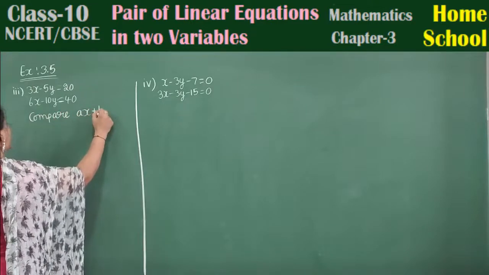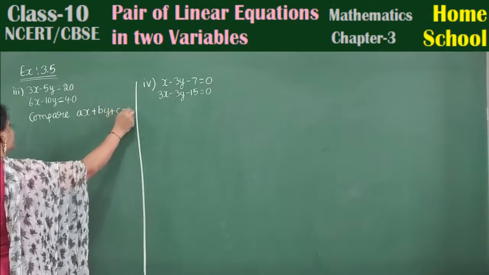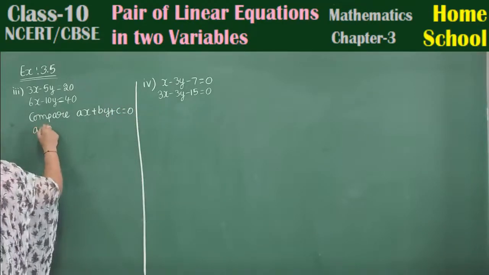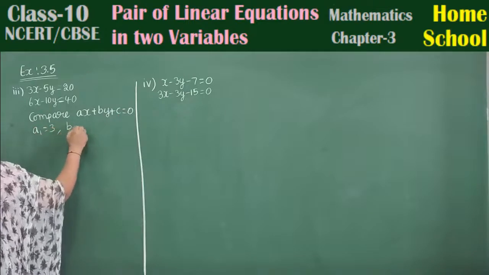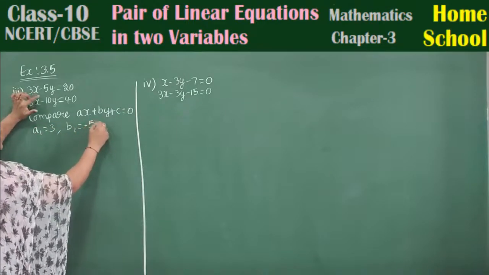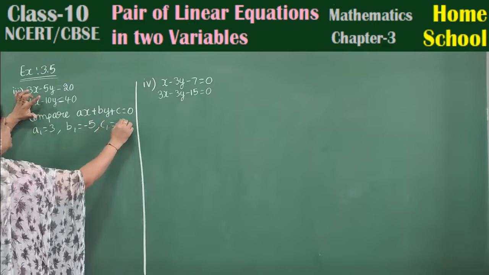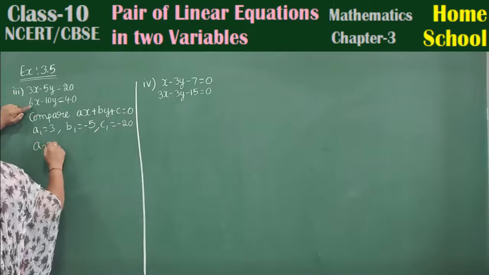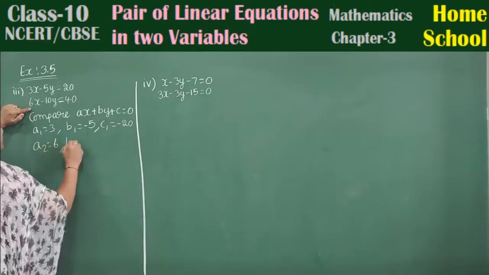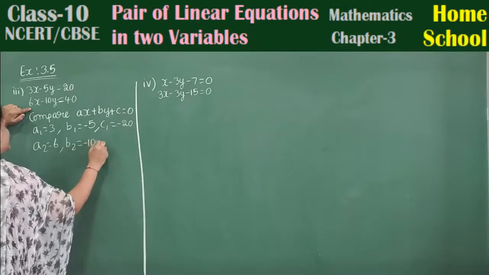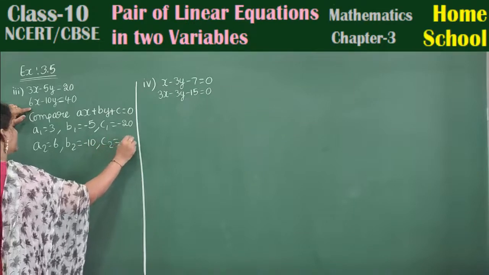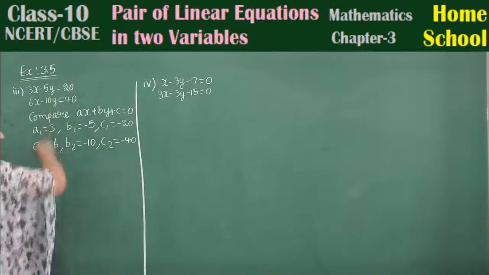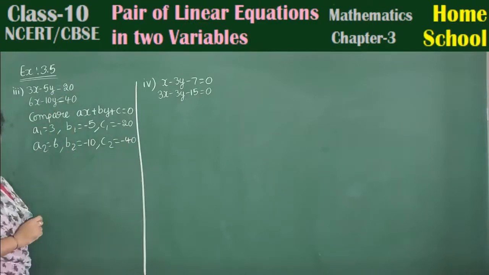Compare with the standard form ax plus by plus c equal to 0. That is a1 is equal to 3, b1 is equal to minus 5, c1 is equal to minus 20. Second equation, a2 is equal to 6, b2 is equal to minus 10, c2 is equal to minus 40. Always bring the terms this side and then rewrite here.